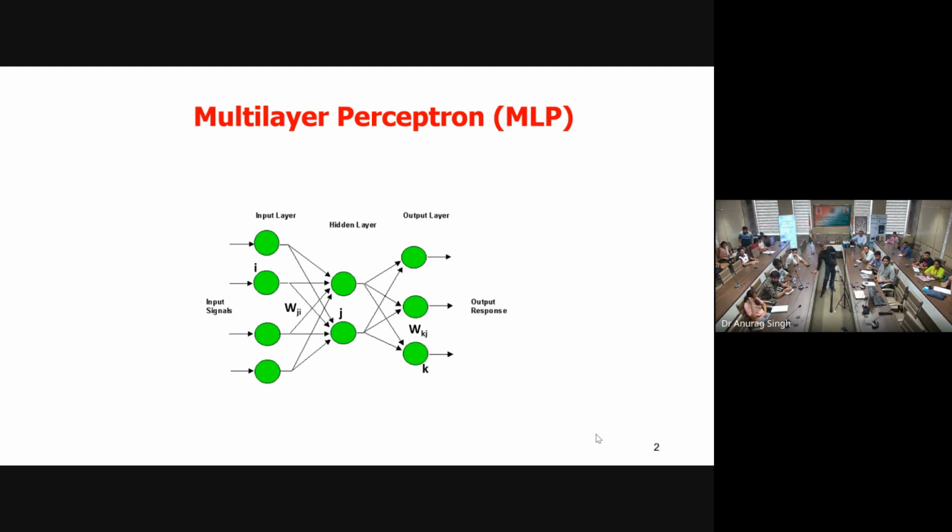Assuming that this is the ith node at the input layer and the jth node at the hidden layer, there is a weight between these two nodes, given by Wji. Similarly, assuming that this is your kth node at the output layer, you connect the jth node with the kth node with the weight Wkj.